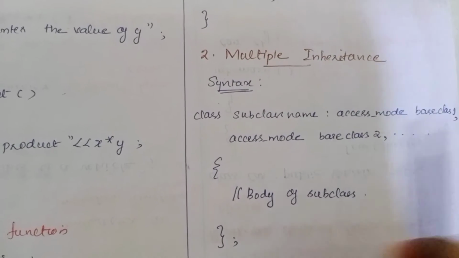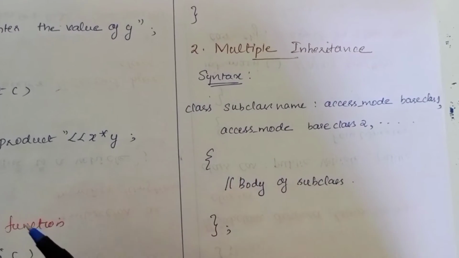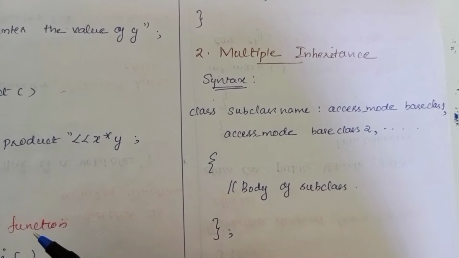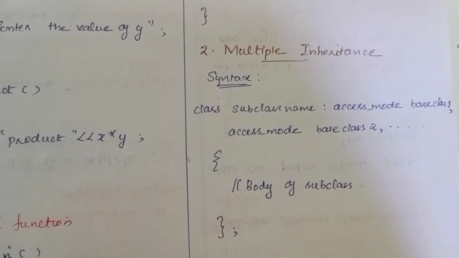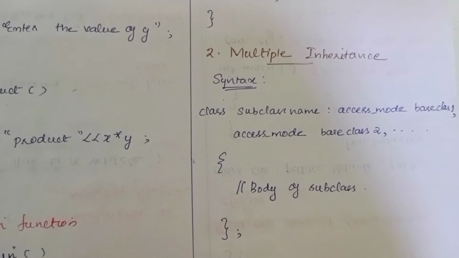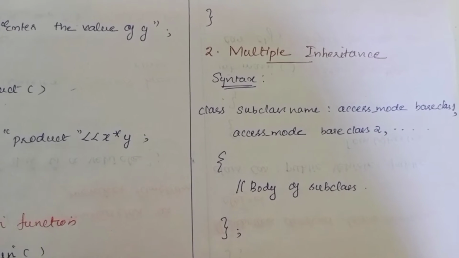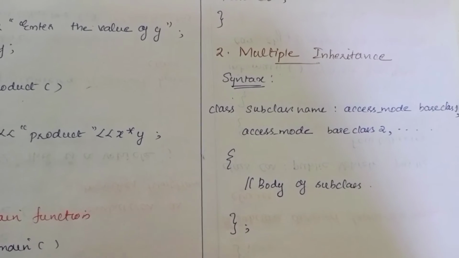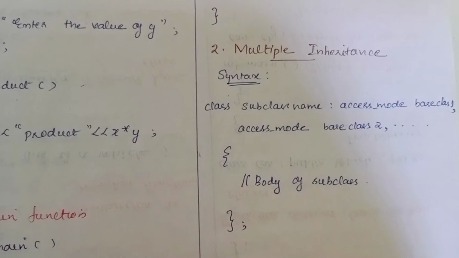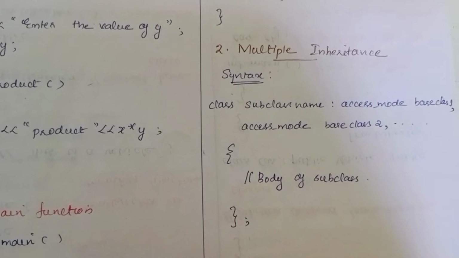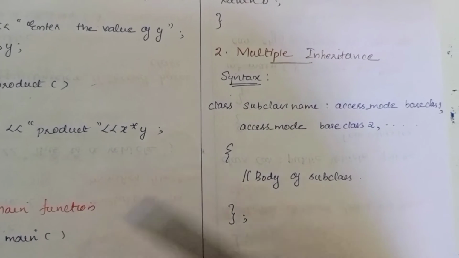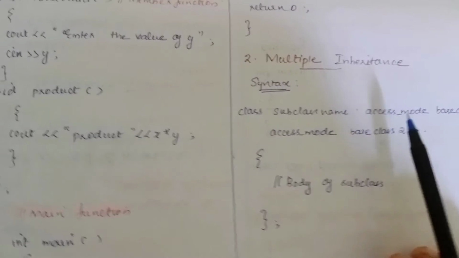Next, we are going to see the next type, multiple inheritance. In multiple inheritance, there is only one subclass, or only one derived class, and it can have any number of base classes. Through multiple inheritance we can create any number of base classes, but it can have only one derived class. So this is the syntax of multiple inheritance.